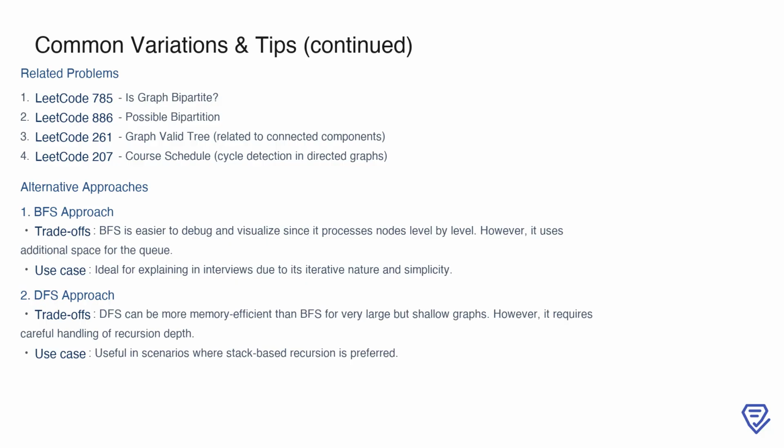Beyond this, it's useful to understand the trade-offs in algorithm selection. The BFS approach is highly visual and straightforward, processing nodes level by level, which makes it easier to debug and ideal for interviews. However, it requires additional space for the queue. On the other hand, the DFS approach can be more memory efficient for large but shallow graphs, but it introduces challenges like handling recursion depth carefully. Choosing the right approach depends on the problem's context and constraints.